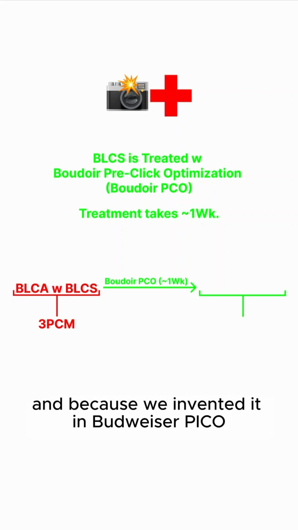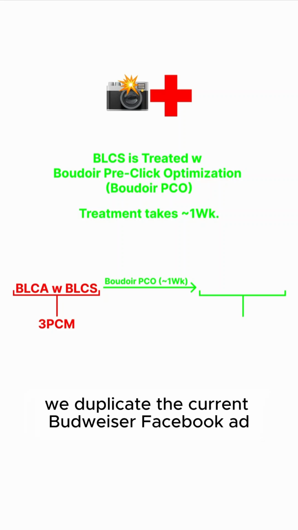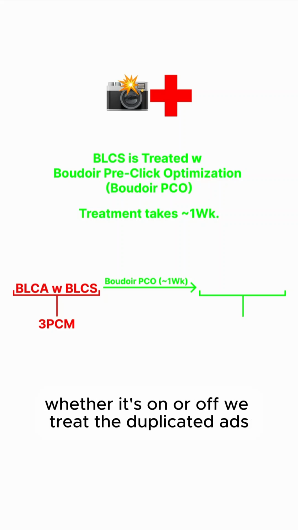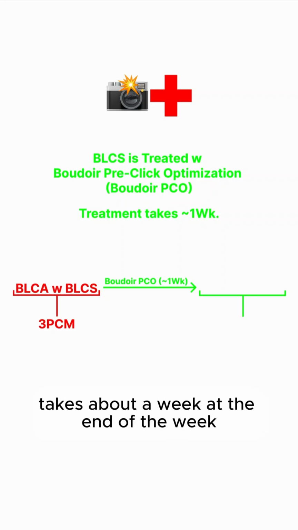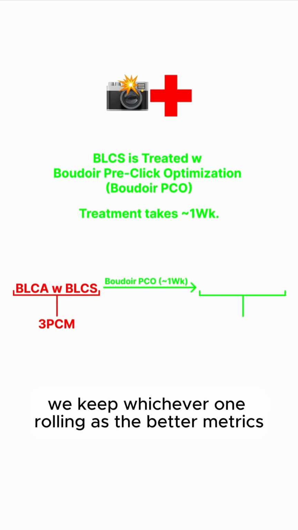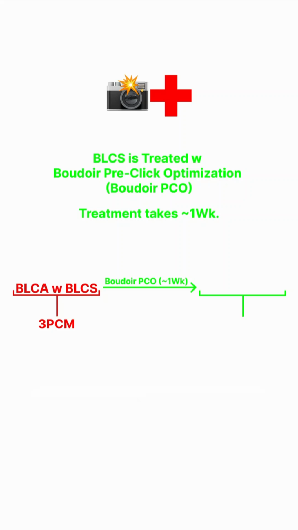You can only get it here, because we invented it. In Boudoir Pico, we duplicate the current Boudoir Facebook ad, whether it's on or off. We treat the duplicated ad and leave the original one alone. Treatment takes about a week. At the end of the week, we keep whichever one has the better metrics rolling.